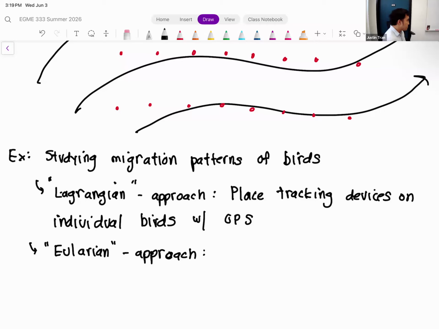All right. So the Eulerian way to study migration patterns would instead be to, instead of tracking individual birds, set up observation stations at certain key locations, and you would look and see how many birds pass through those locations at any given time, at any given point during the day.